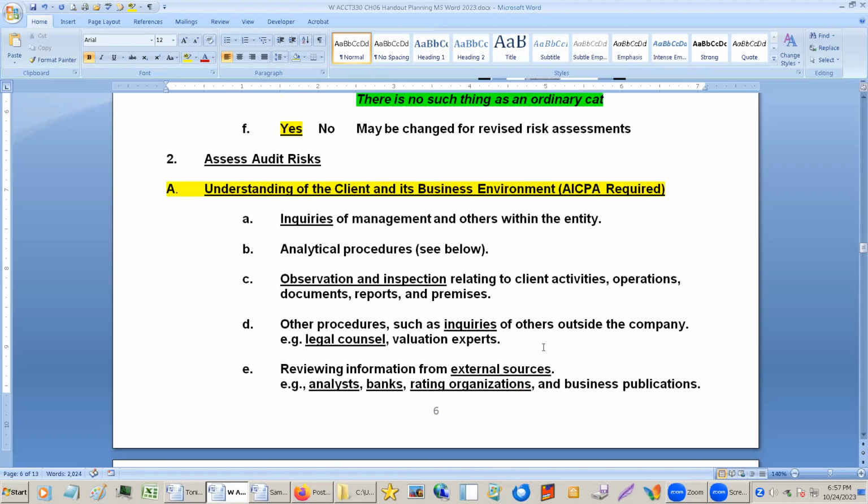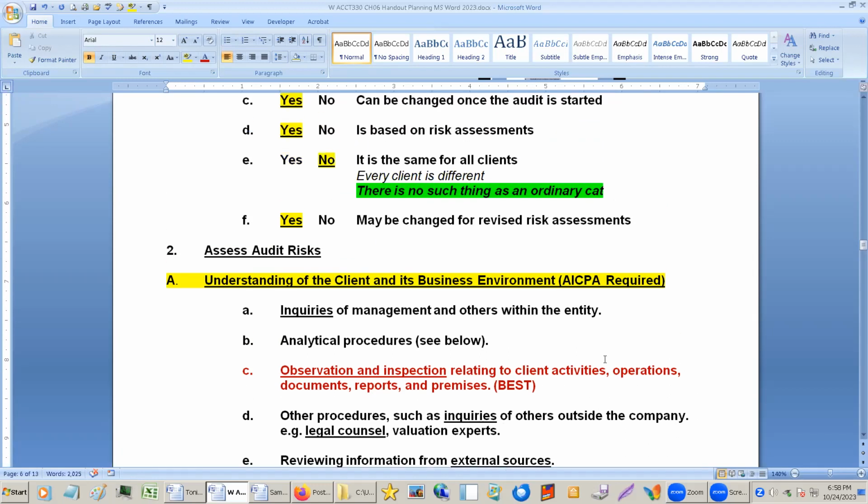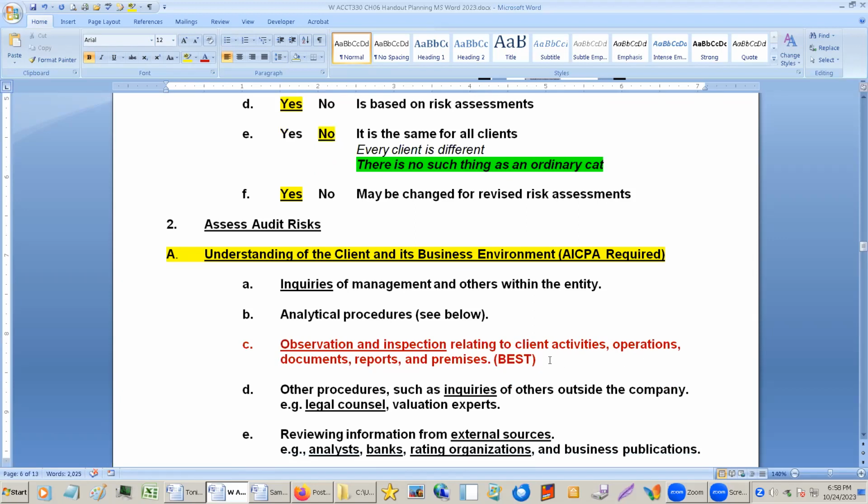Okay, now let's rank these as far as which ones are the best. The best one up here is this. And you might say, well, that's kind of odd. But observation, inspection of client activity and operations, this is the best of these up here. This down here, in M, L, D and E, external sources, these are, say, second best. But as far as evidence is concerned, this is the best evidence.